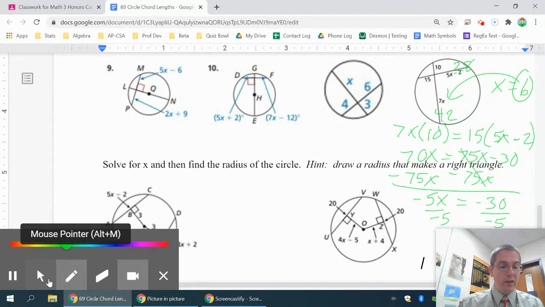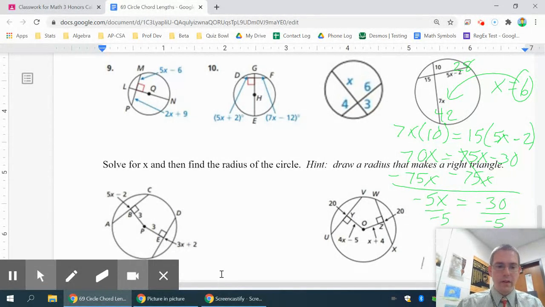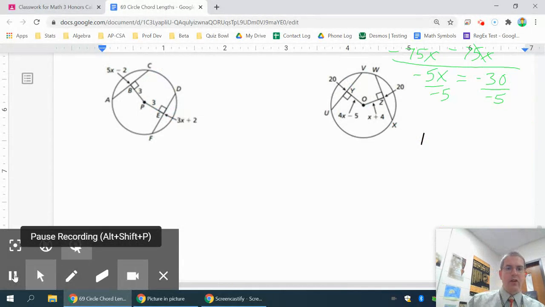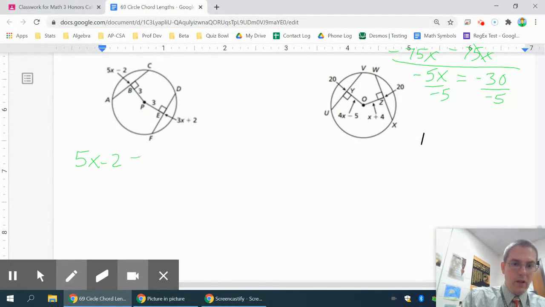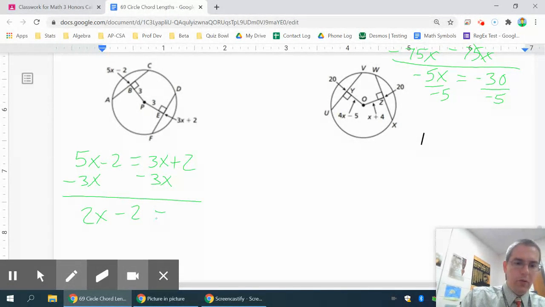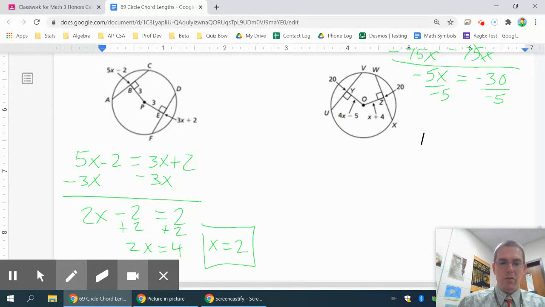Okay, let's go ahead and look at these down at the bottom. On the next one, notice that these chords are the same distance from the center, which means they're equal. If the distance from the center is equal, then the chords are equal. So you can start with 5x minus 2 equals 3x plus 2. Subtract 3x from both sides. So 2x minus 2 equals 2. Add 2 to both sides. So 2x equals 4. Divide by 2, so x equals 2, which is absolutely wonderful.